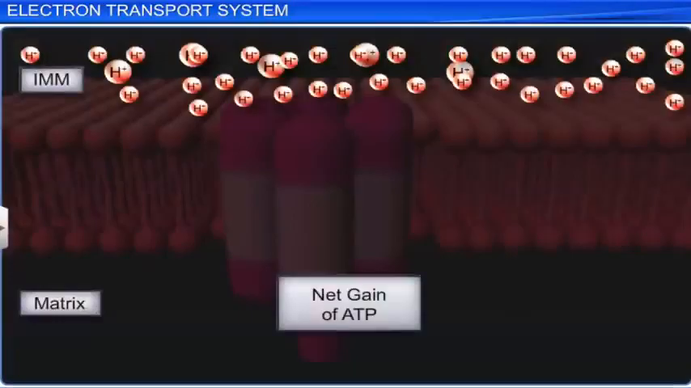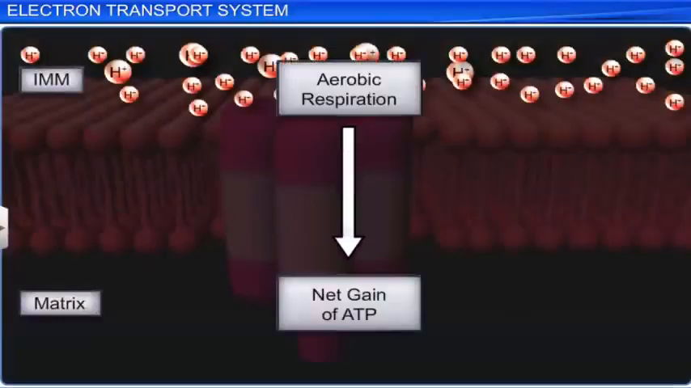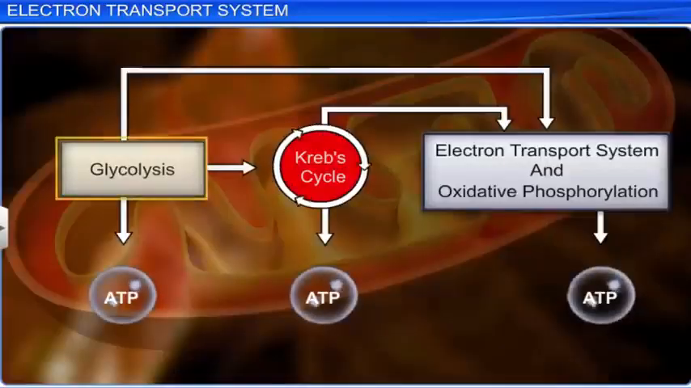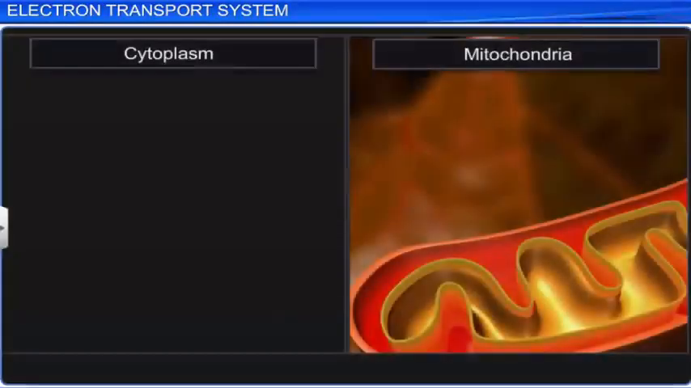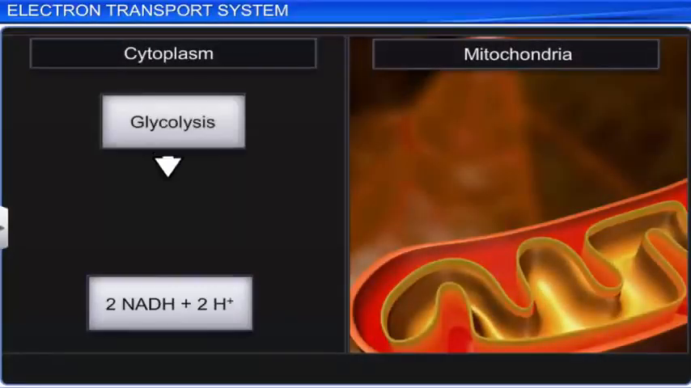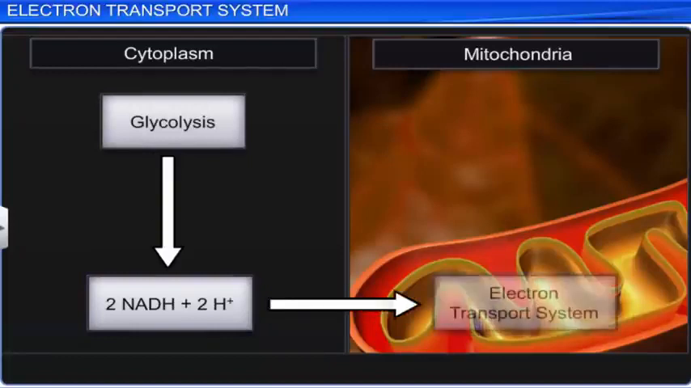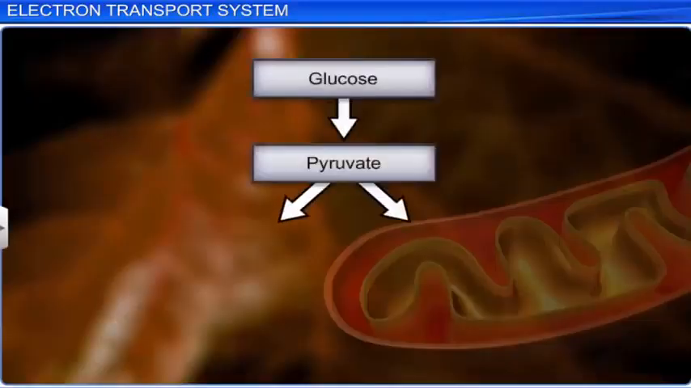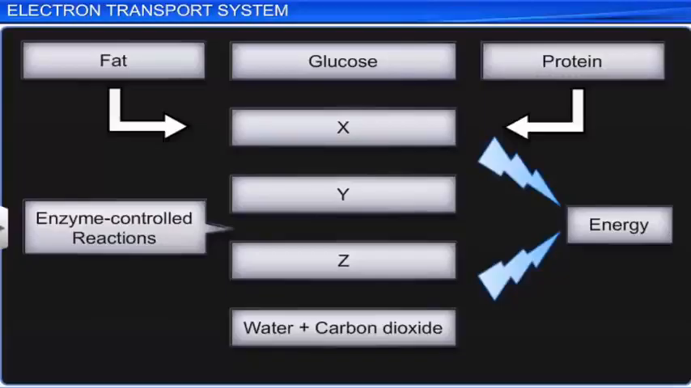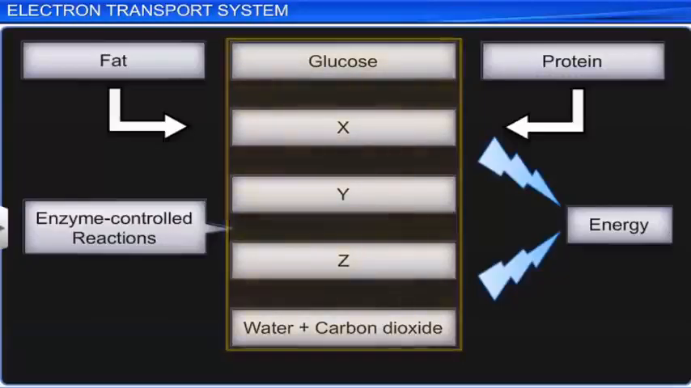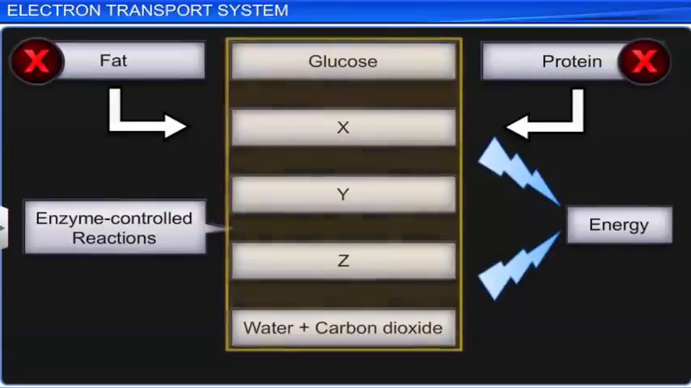The net gain of ATP produced during aerobic respiration can be calculated based on the assumptions that the glycolysis, Krebs cycle, and ETS take place in sequential order. NADH plus H plus produced during glycolysis is transported into mitochondria for oxidation. The intermediates formed are not used for synthesis of other compounds, and only the glucose molecule is respired and no other molecule is used as a substrate for respiration.